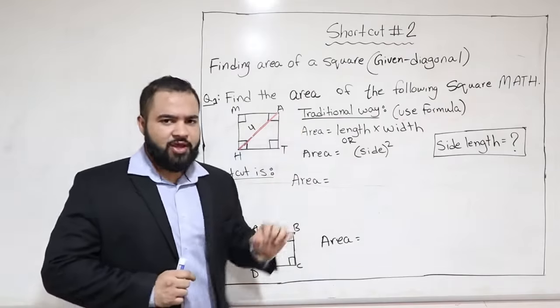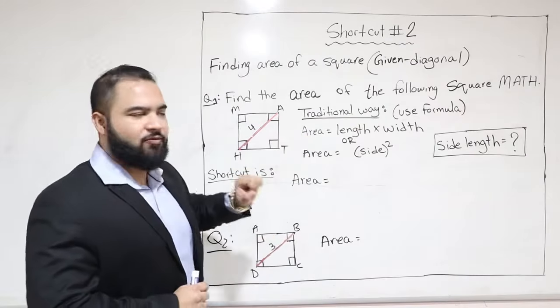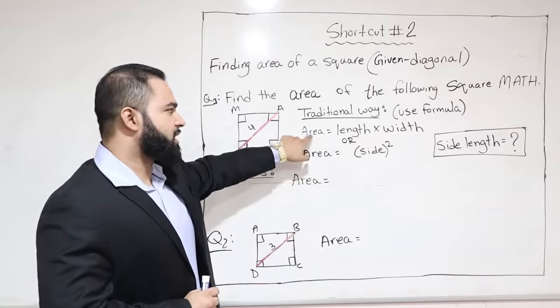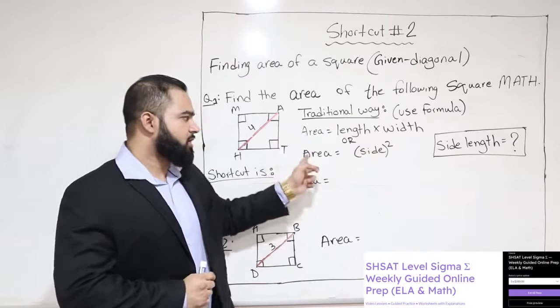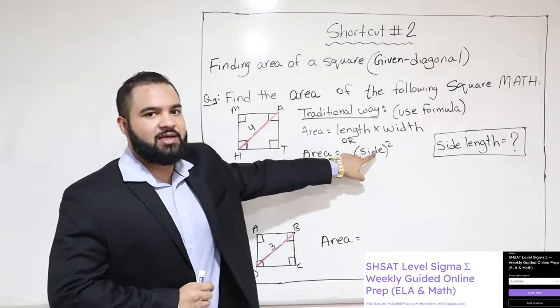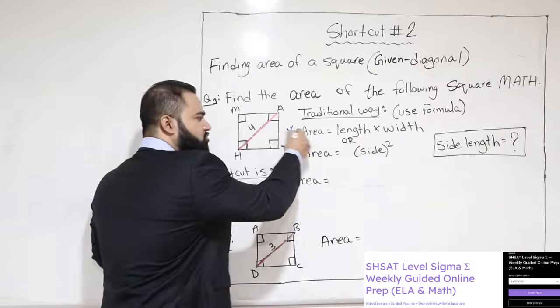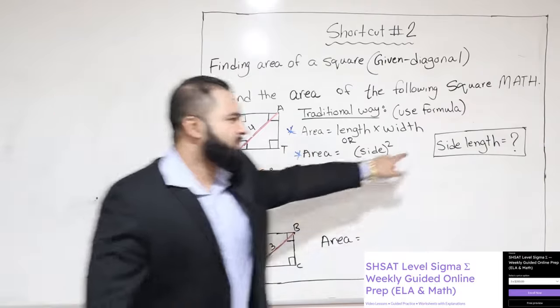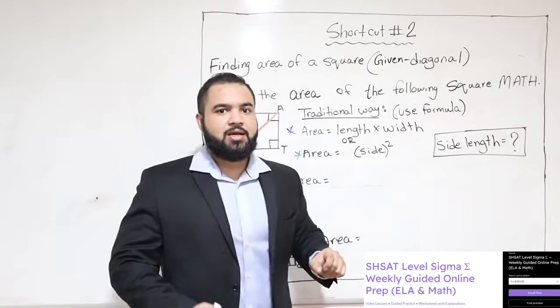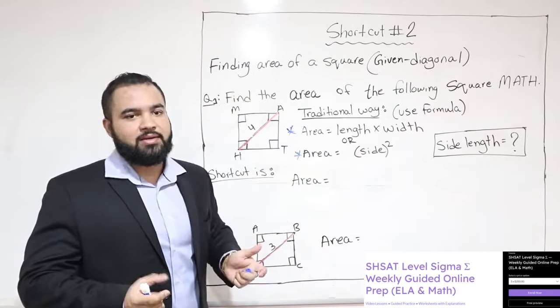Now the traditional way of finding the area of a square is using the formula. The formula is area is equal to length times width, or area is equal to any of the sides power 2, means side squared. These are the two traditional ways to find the area. Now where is the side length? We don't know any side length. So how are we going to find the area?